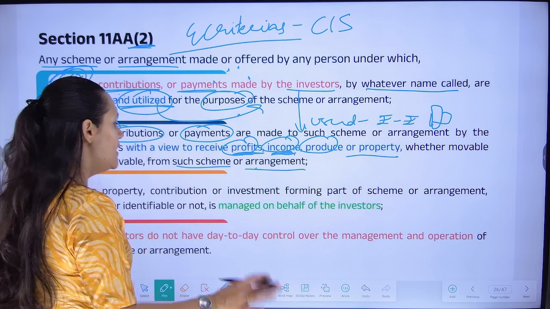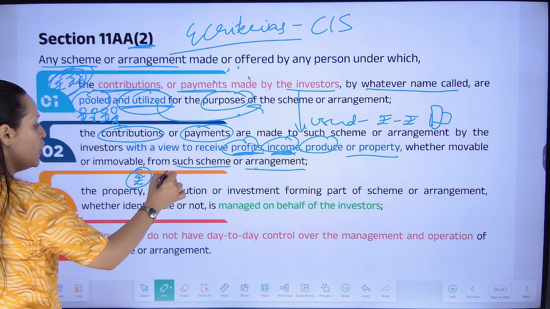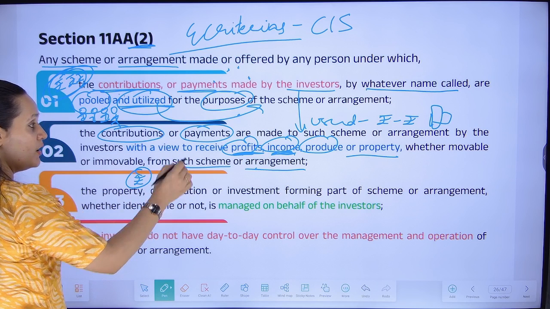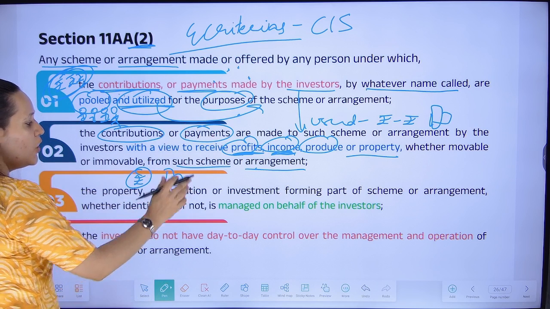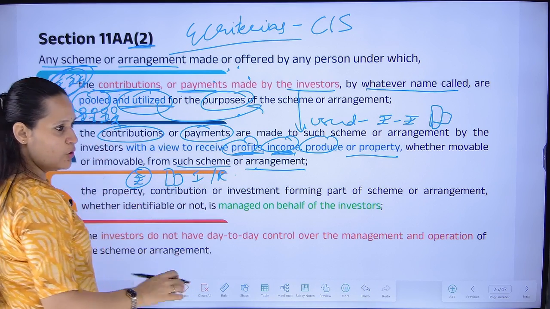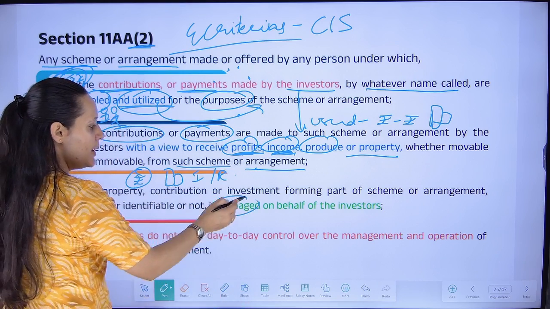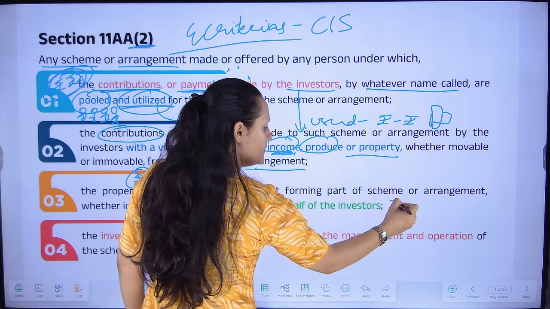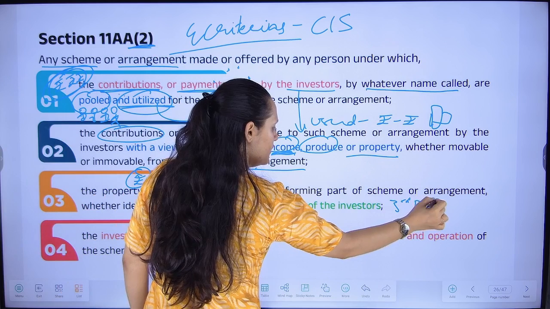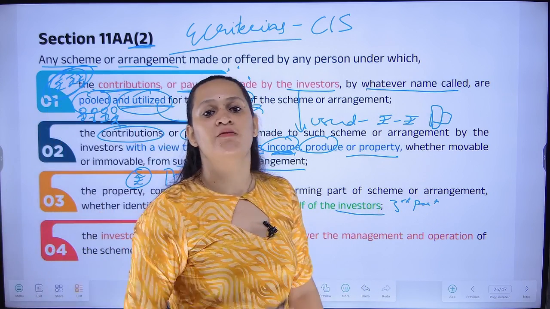Third one is, all the money that is being collected, all the properties that you have bought in the second step, all the income or all the returns that you have earned through that money, everything is going to be managed by a third party. The investors have no control over the money once they have given.